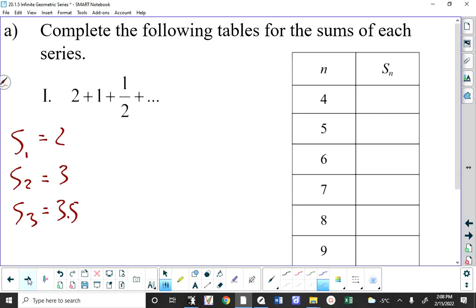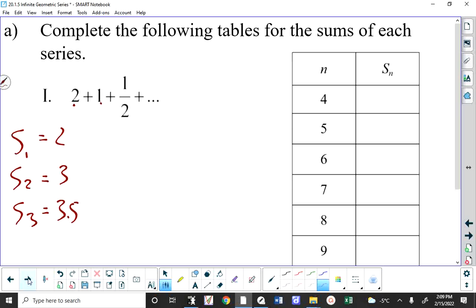So hands up if you know. I'm not going to ask you. I'm just saying put your hand up if you know where I'm getting those numbers from. I really hope it's everybody. I'm adding up the terms, right? S1 means add up the first term. You get 2. S2 means add the first 2 terms. I get 3. To get the first 3 terms as a sum, I would add these 3 up.